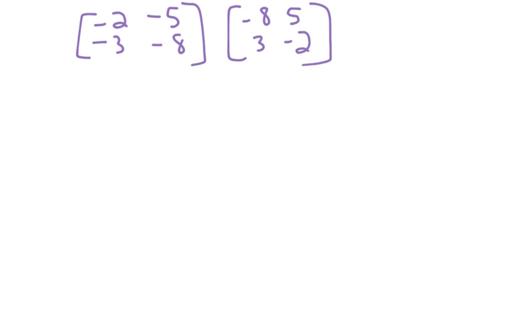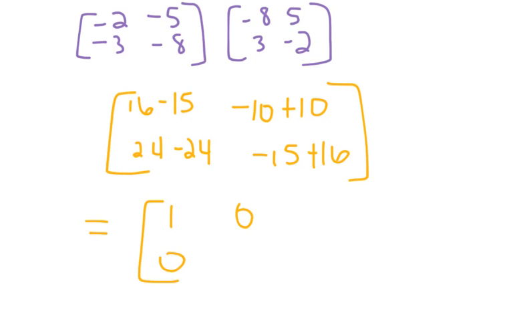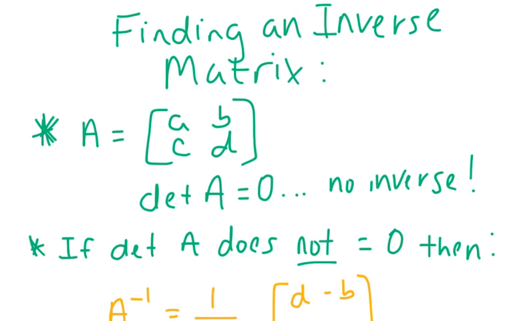Let's try another one. I have two matrices here. Again, they're both 2x2. That's what we're working with today. So I know I can multiply them together. And I'm going to start with row 1, column 1. Negative 2 times negative 8 is 16. Negative 5 times 3 is 15. Row 1, column 2, I have a negative 10 and a plus 10. Row 2, column 1, I have a 24 and a minus 24. And then row 2, column 2, I have negative 15 plus 16. Are these two matrices inverses of each other? It looks like they're going to be. Yes.